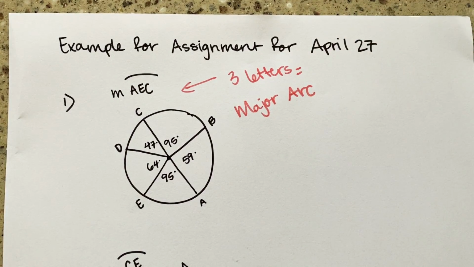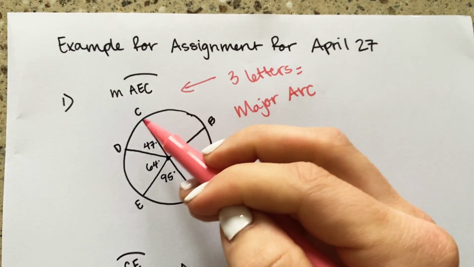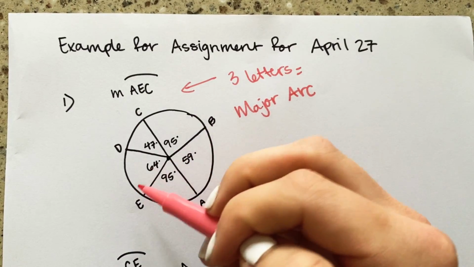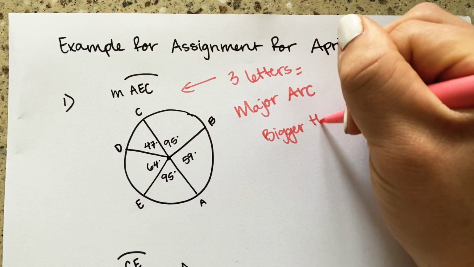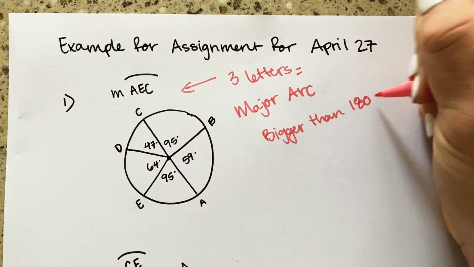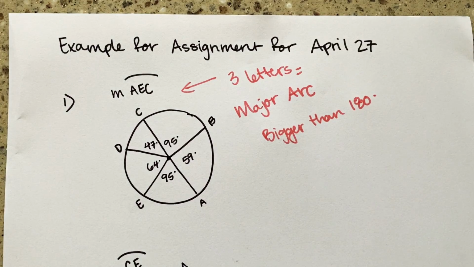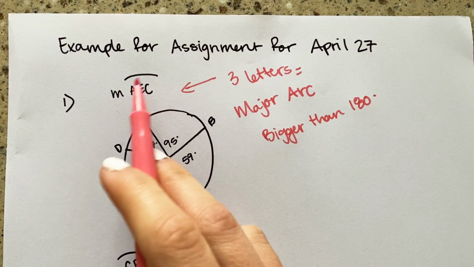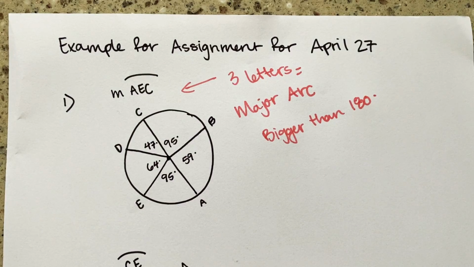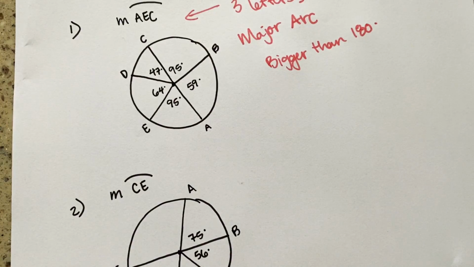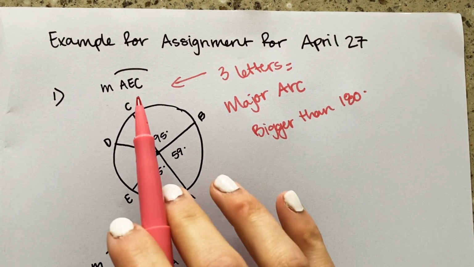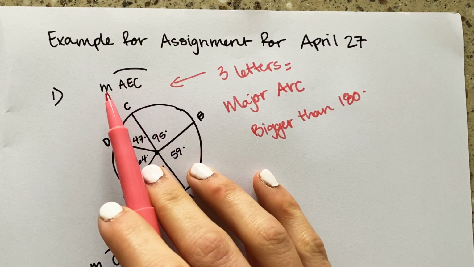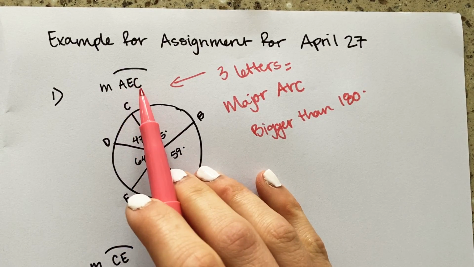A major arc means that it's going to be bigger than 180 degrees. Okay, that's the major arc. Whenever you see these 3 letters under the arc, that means major arc. So for example, our second example only has 2. That's a minor arc. We'll talk about that in a second, but major arc. So it's asking us to find the major arc, or the measure of this arc AEC.